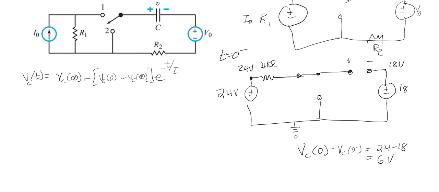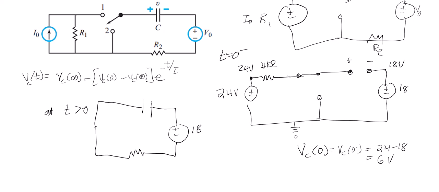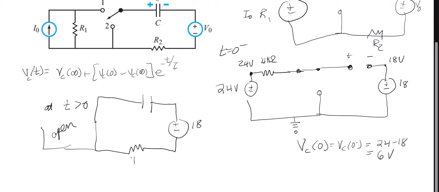So at time t equals 0, the switch gets turned to position 2. So at t greater than 0, our circuit now looks like this. And I have just an open circuit over here. So it's just, there's nothing going on over on this side. This is all open, so I can ignore that. And R2 is 4 kilo ohms.